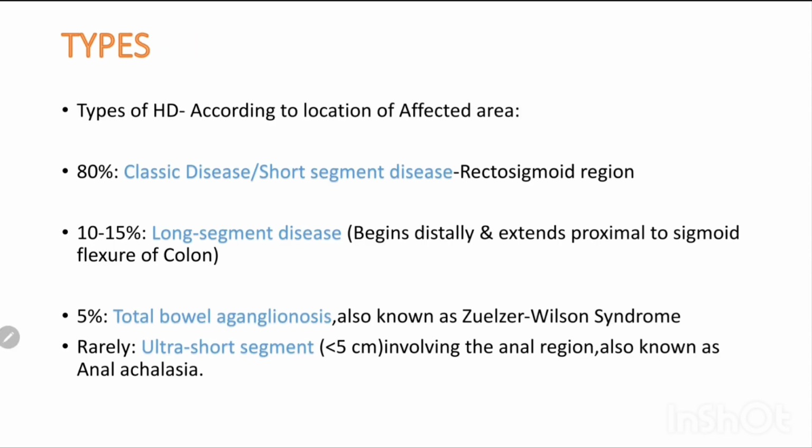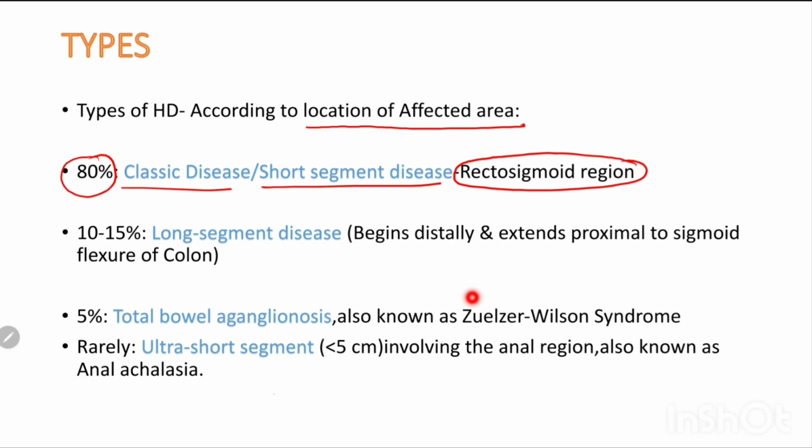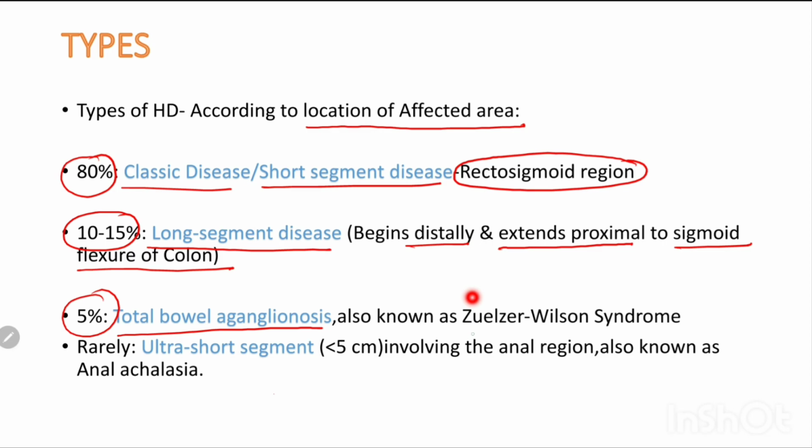Types of Hirschsprung disease are based on the location of the affected area. 80% of Hirschsprung disease are classic disease or short segment disease. They involve the rectosigmoid region, and 10 to 15% are long segment disease. They involve the distal colon and extend proximally to involve the sigmoid flexure of the colon. 5% is total bowel aganglionosis, also known as Zuelzer-Wilson syndrome. There is a very rare type called ultra short segment Hirschsprung disease. They involve the anal region and are also known as anal achalasia.